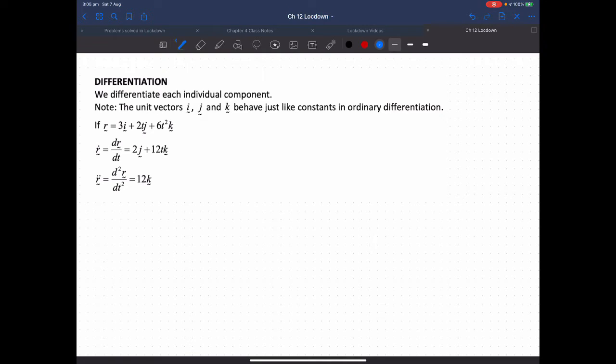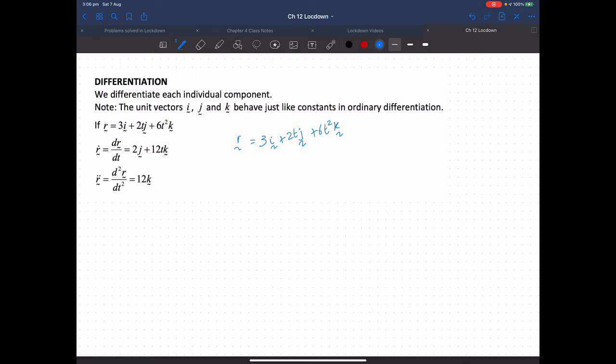Firstly, we're going to look at how to differentiate a vector. This particular vector that I've written down has 3 unit vectors: direction of i, direction of j, and direction of k. I've noted there for you they behave like constants in ordinary differentiation. So I've written down position vector r is equal to 3i plus 2tj plus 6t squared k.